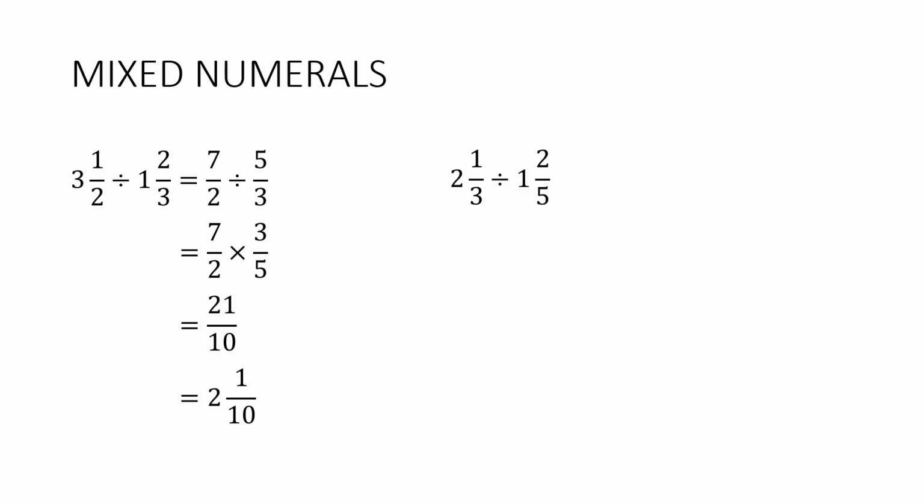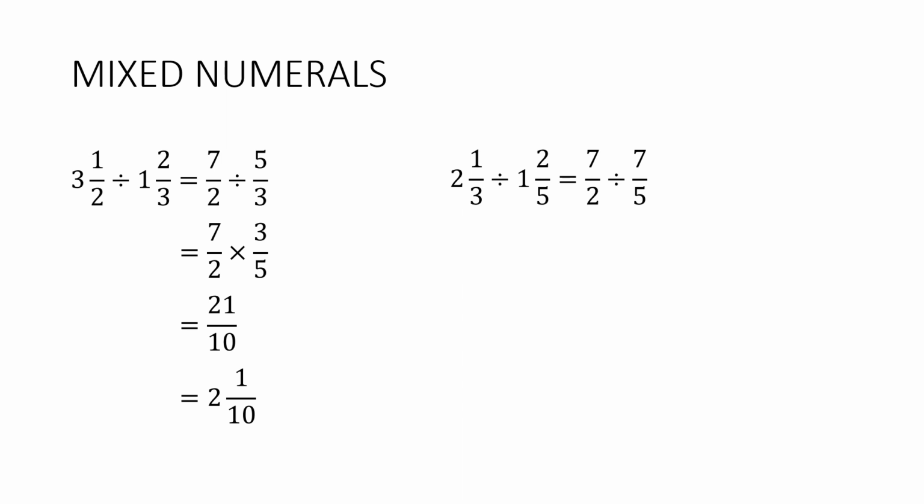Last question. 2 1/3 divided by 1 2/5. So again, we need to turn this into improper. So let's do it. Go around the world. 3 2s are 6 plus 1 is 7. 7 over 3. 5 times 1 is 5 plus 2 is 7. 7 over 5. So let's rewrite it.